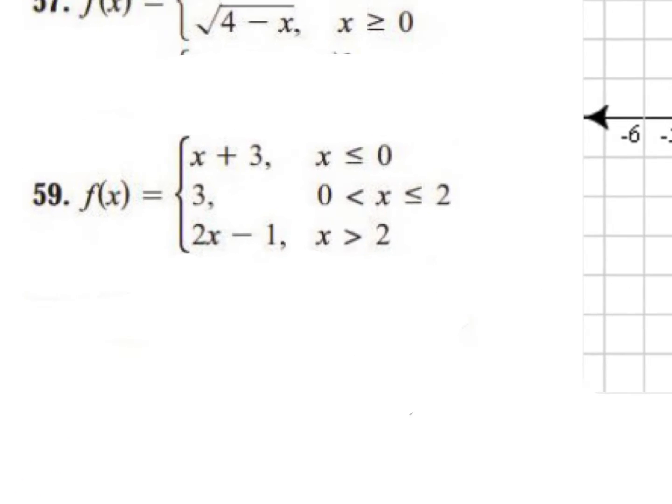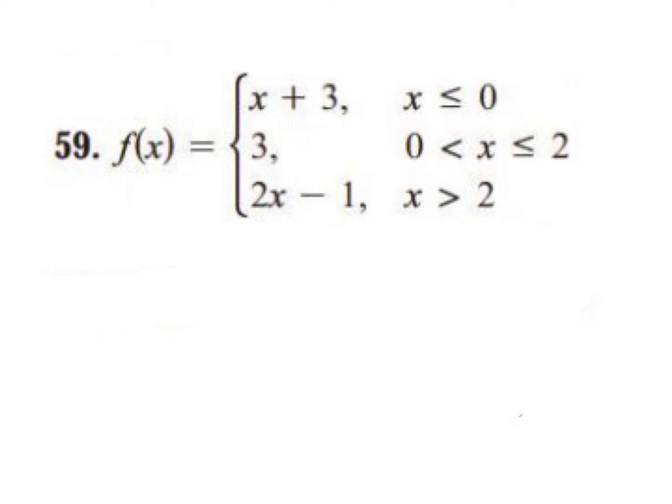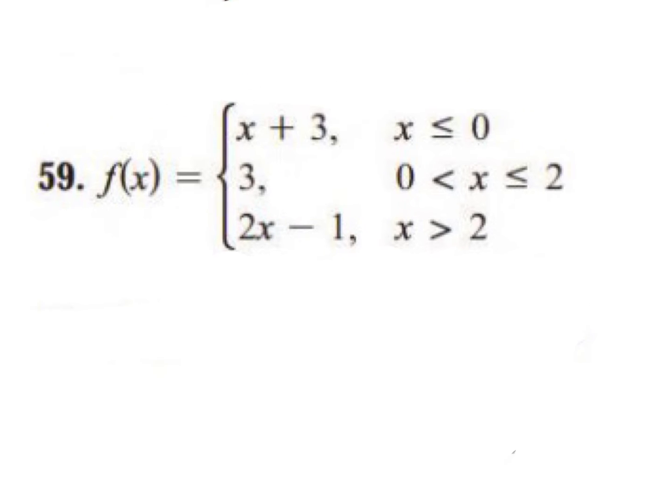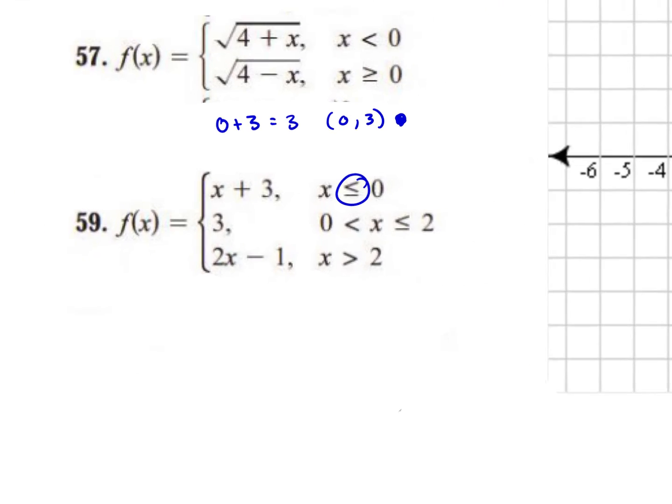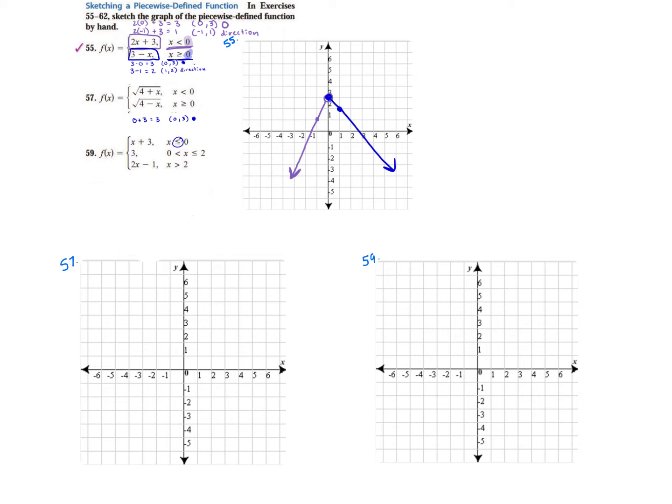So let's take a look at 59. This is the same thing that we just did in 55. It just has 3 parts, but that's fine. So for the first part, what number should I plug in first? I can plug in 0. So I have 0 plus 3, which would be 3. So my first point is going to be (0, 3), because I plugged in 0, got 3. Do I have an open or closed circle here? Closed, because it is less than or equal to. So I'm going to go to my graph, put a point at (0, 3), and close the circle.